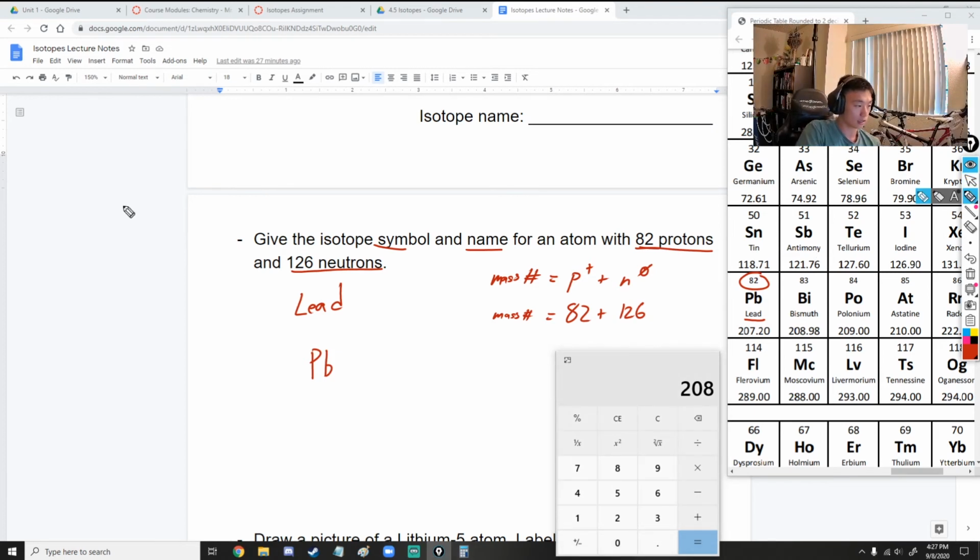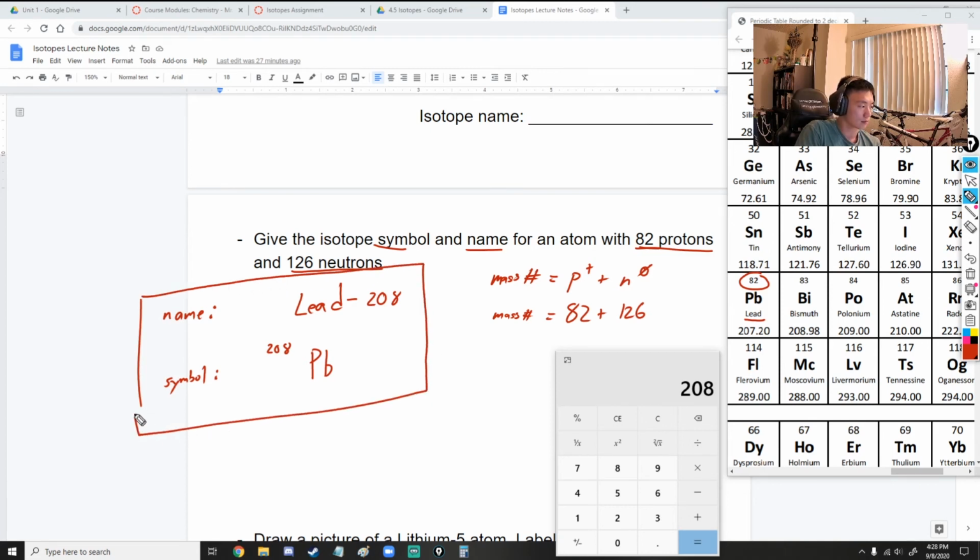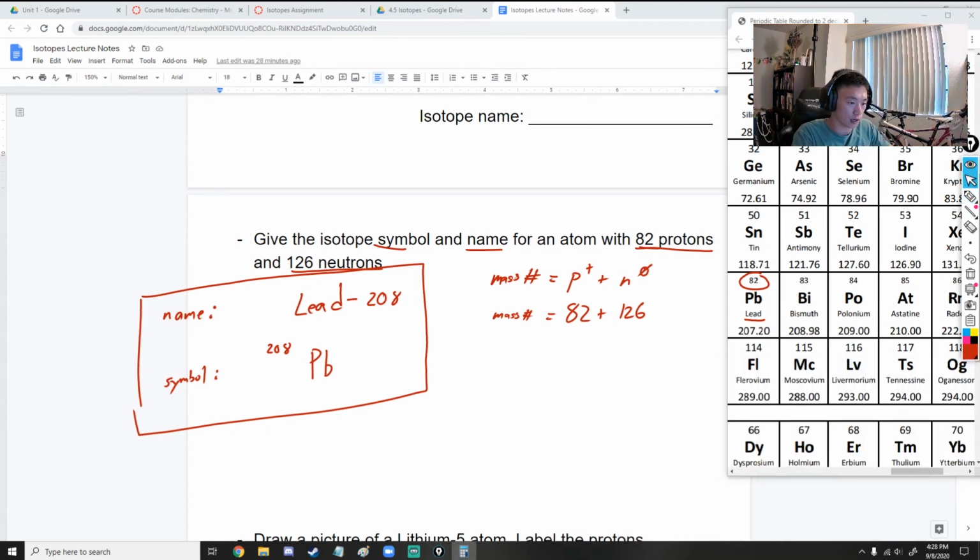Okay, so to write the name, I'll put the name right here. In order to write the name of the isotope, we just put lead-208, and then in order to write the symbol, we just write the symbol Pb, and then we just put the mass number 208 on the top left, and this will be your final answer. All right, super duper easy. Okay, let's keep doing a couple more practice problems.